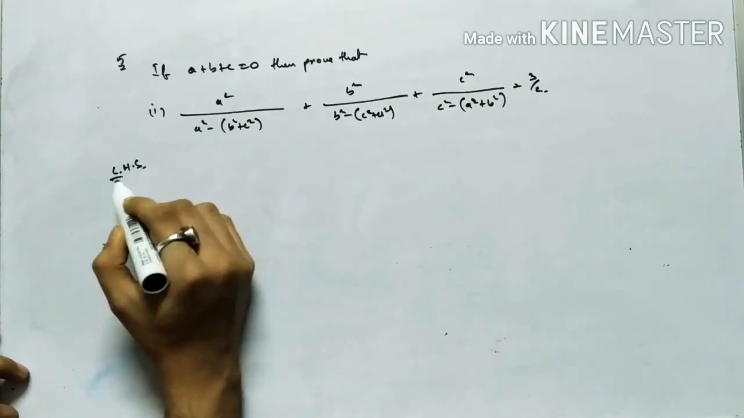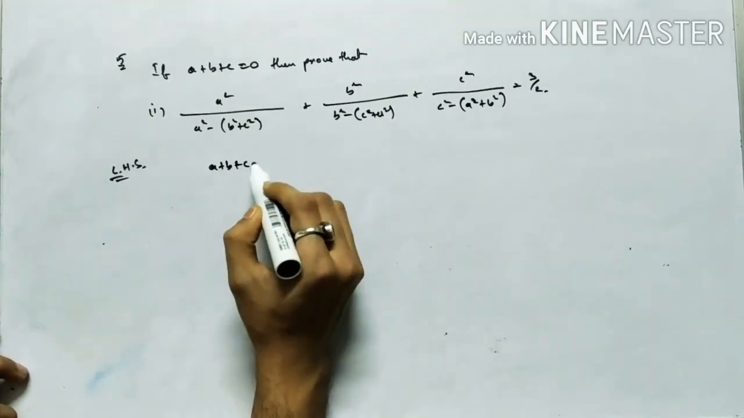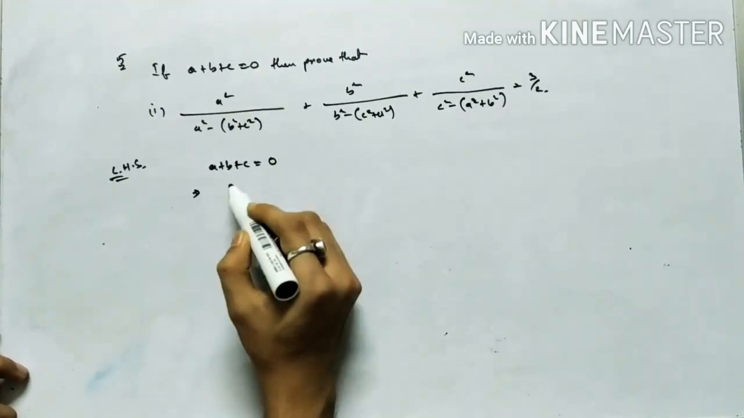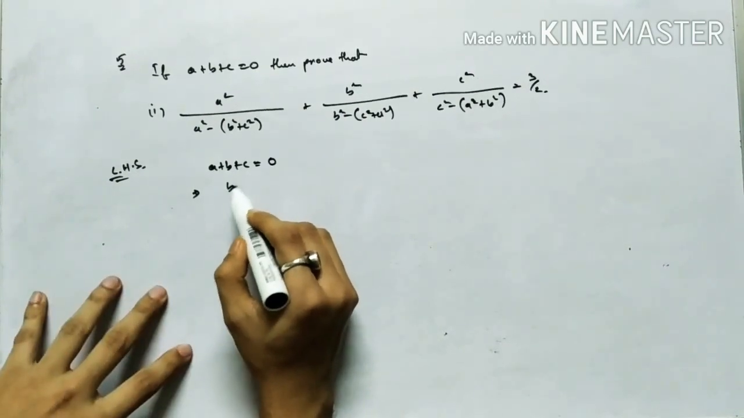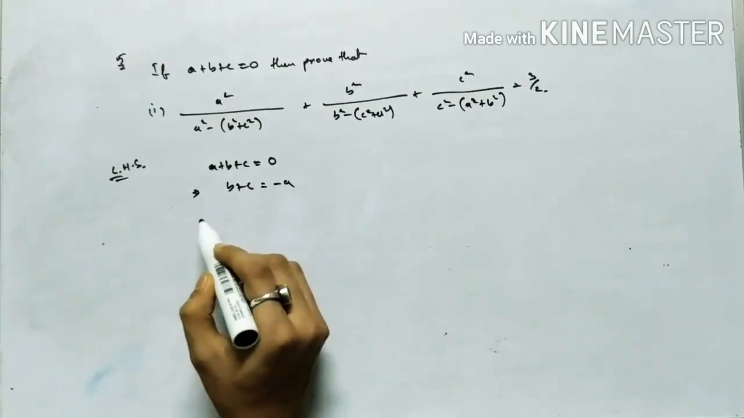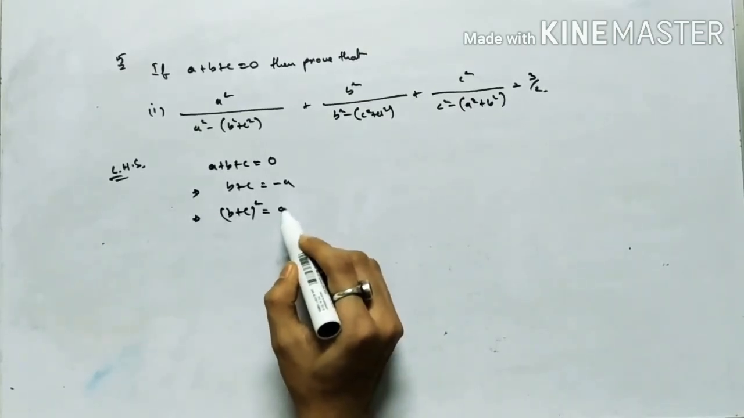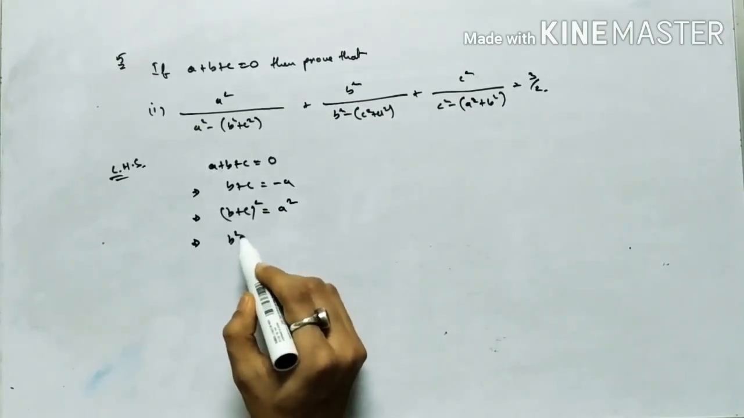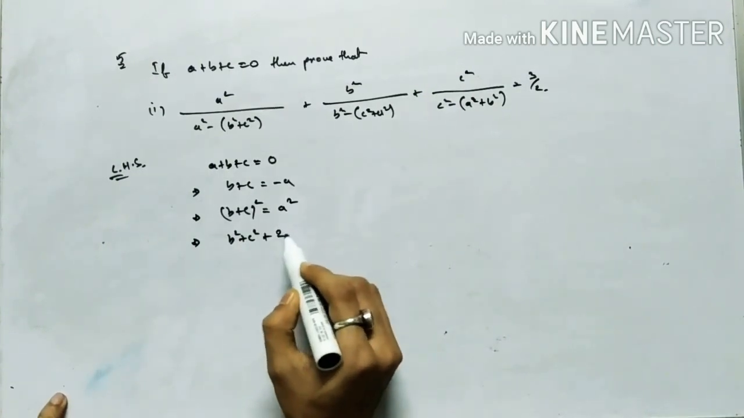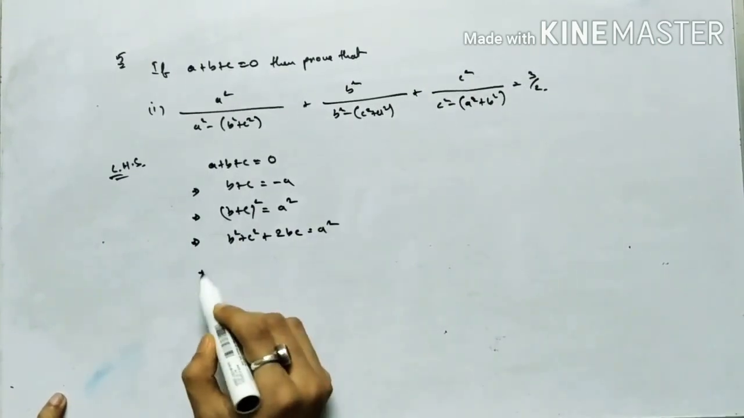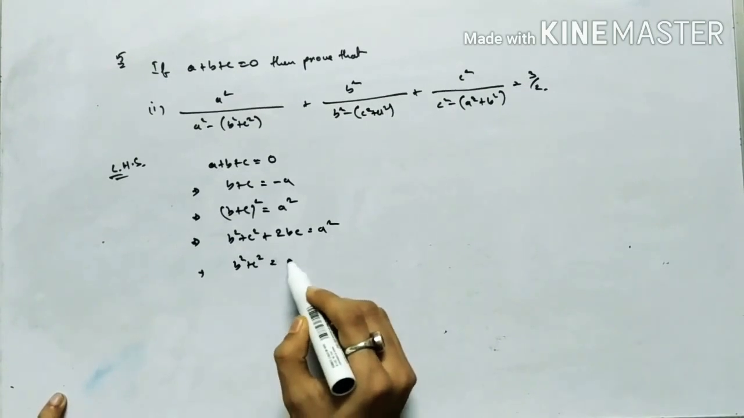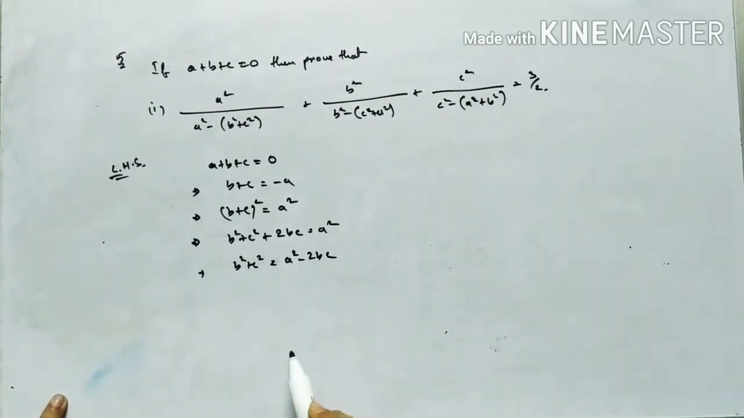So this is your LHS. a plus b plus c is equal to 0, so b plus c will be equal to minus a. b plus c the whole square will be equal to a square. b square plus c square plus twice bc is equal to a square. So b square plus c square is equal to a square minus twice bc, you will get.